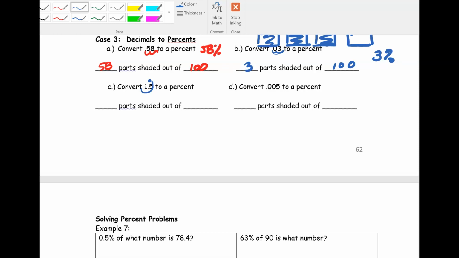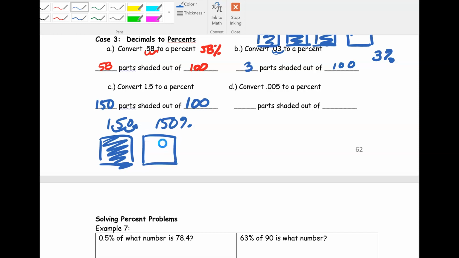And same thing here, this 1.5, that's not a percentage, so I'm going to wait to fill in my shading part. So 1.5 to a percent would be 2 spots to the right, so it would be 150%, which means I'm going to shade 150 parts out of 100, which I know sounds weird because it's more than 100, but it means I'd shade 100 and then 50, which also represents 1.5. And then 0.005, we're going to go 2 spots to the right, so it'd be 0.5%. So I would shade 0.5 parts for every 100 for that one.